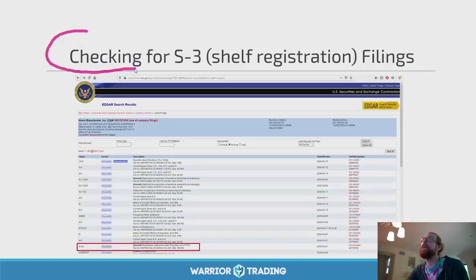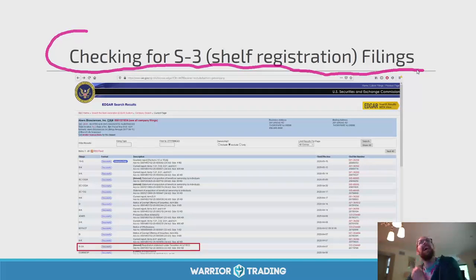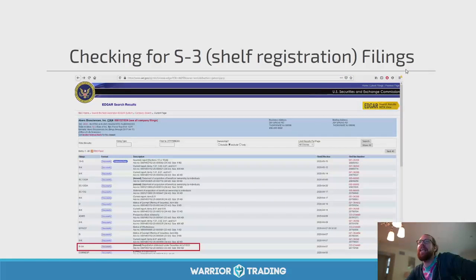Checking for S3, which is the shelf registration. This is something that I don't do a lot of, but it wouldn't be a bad idea to do a little bit more of, because an S3 is what tells us that a company could do a secondary offering. It's actually the shelf registration, which comes before the offering. And so essentially, it's like pulling the pin out of a grenade. You know that it's coming. You just don't know when.